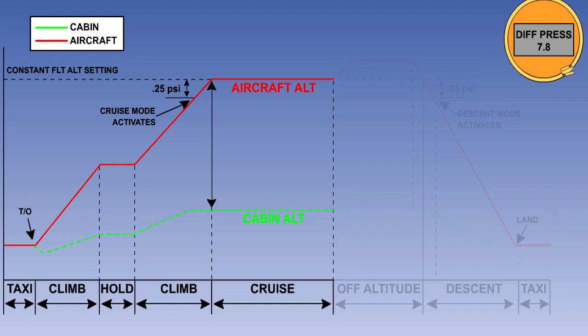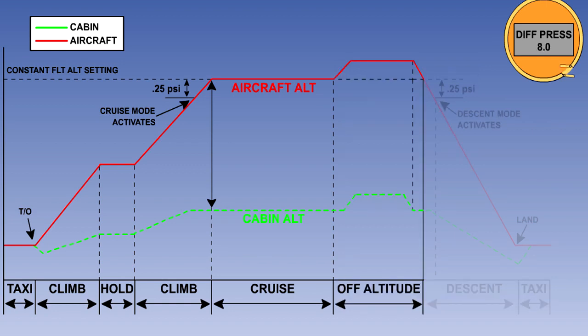When cruise altitude is reached, the controller will maintain a constant cabin altitude. There will now be a constant mass flow of air through the cabin. The mass of air coming in from the packs will equal the mass leaving through the outflow valve. Once established in the cruise, small changes in aircraft altitude will be accommodated without any change in cabin pressure.